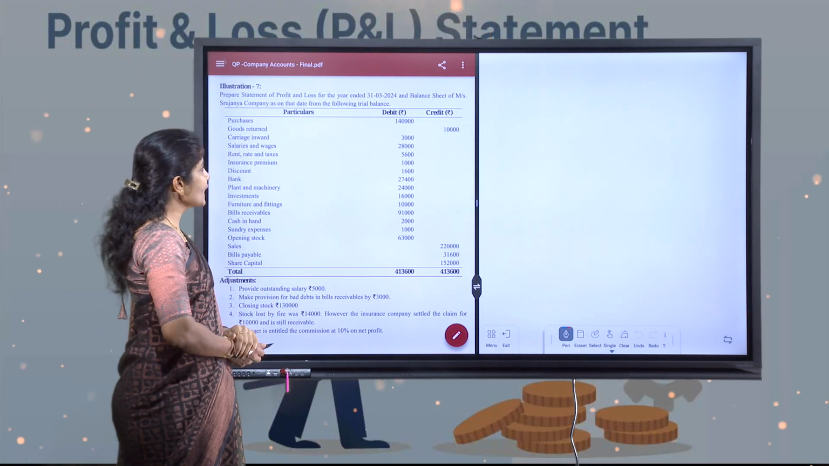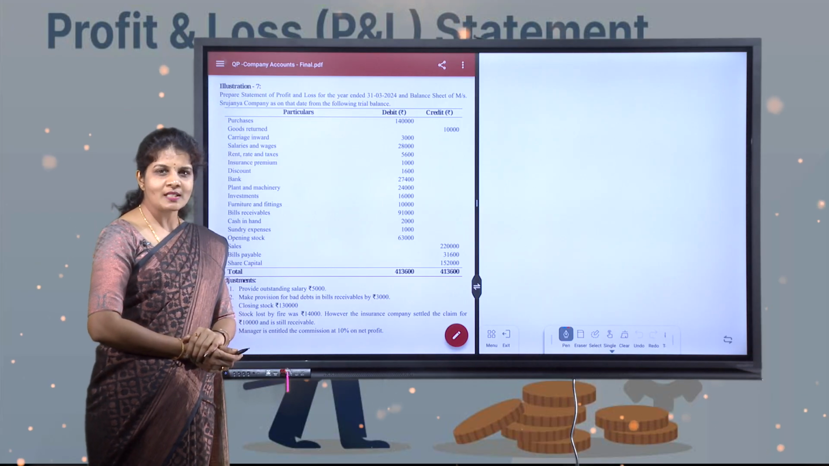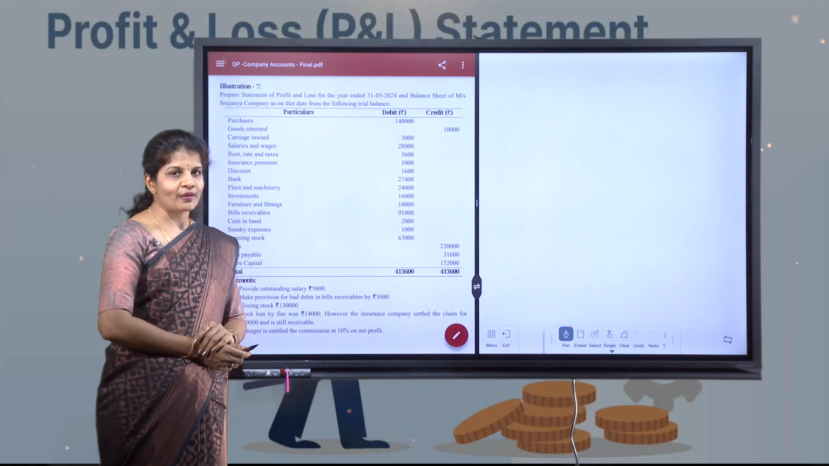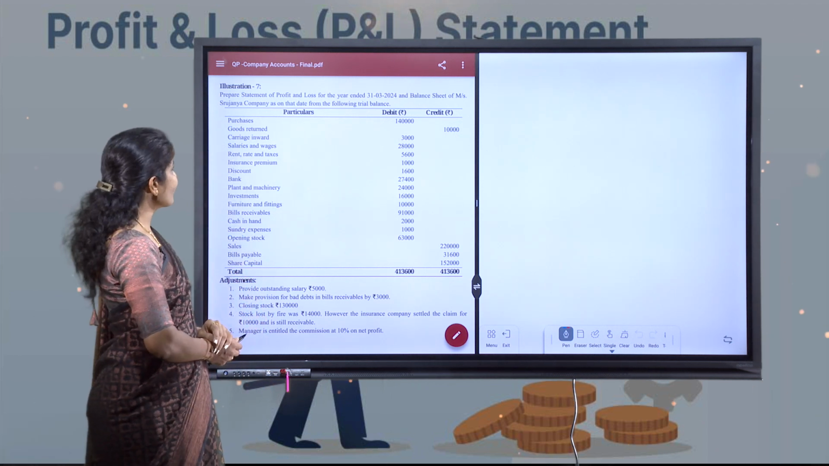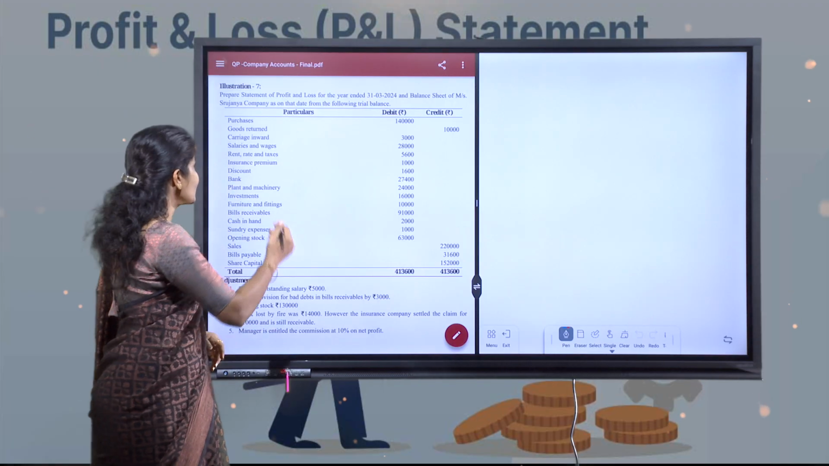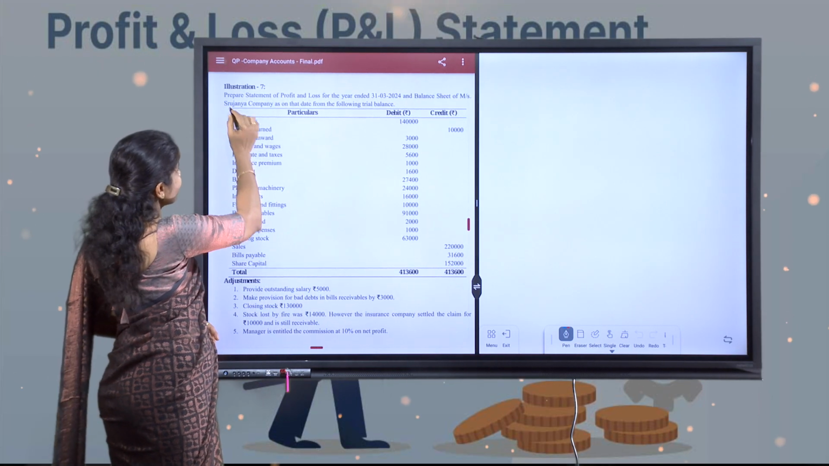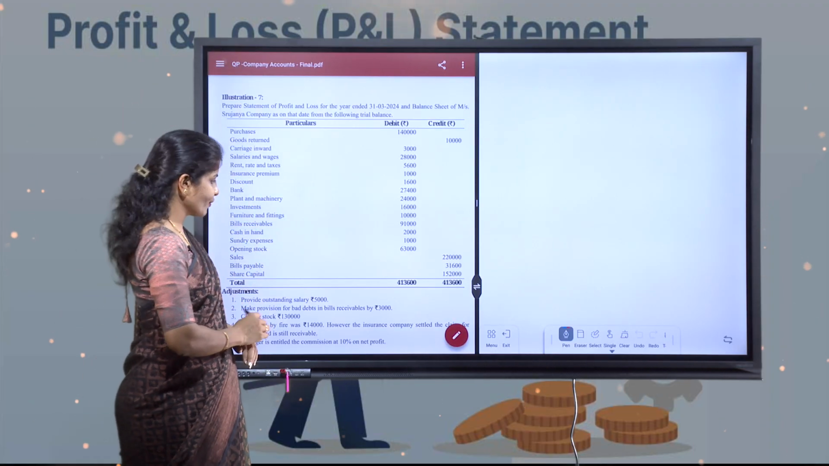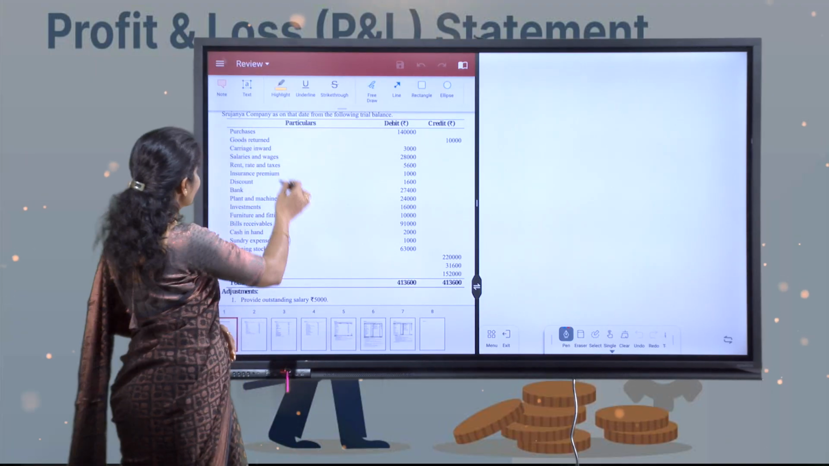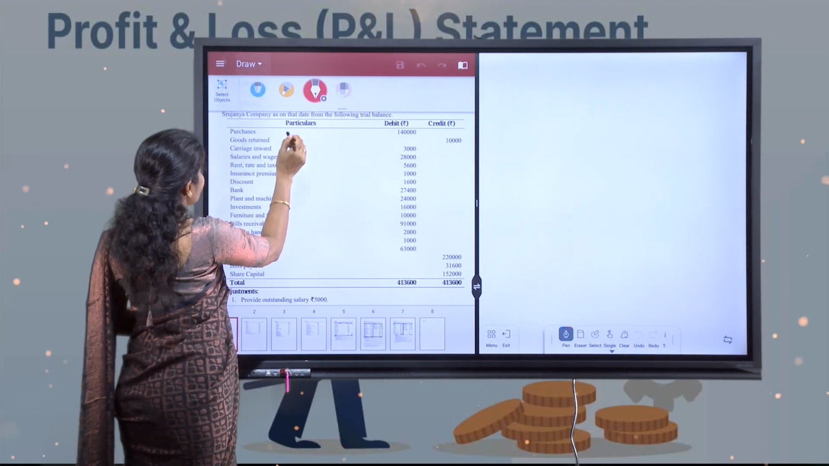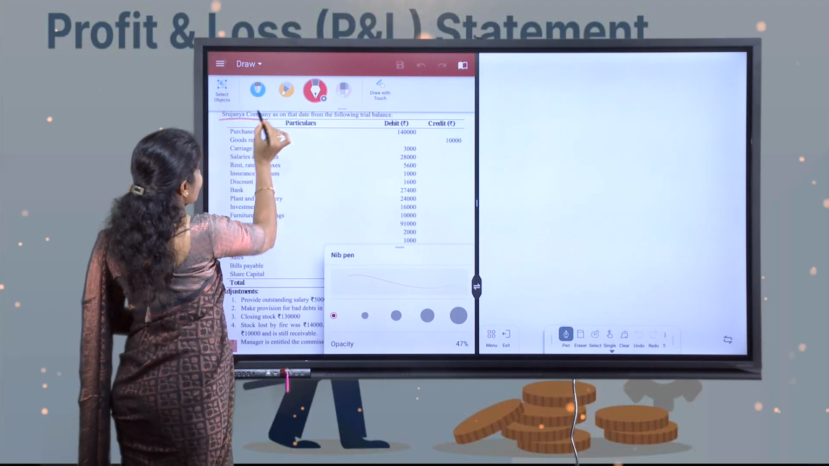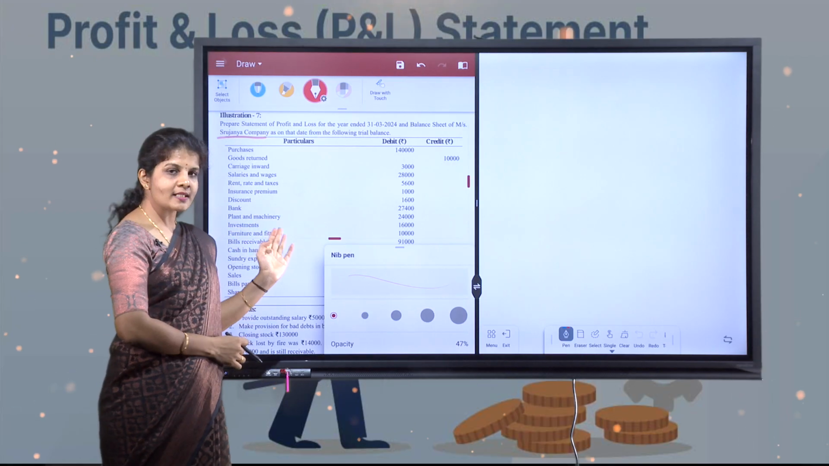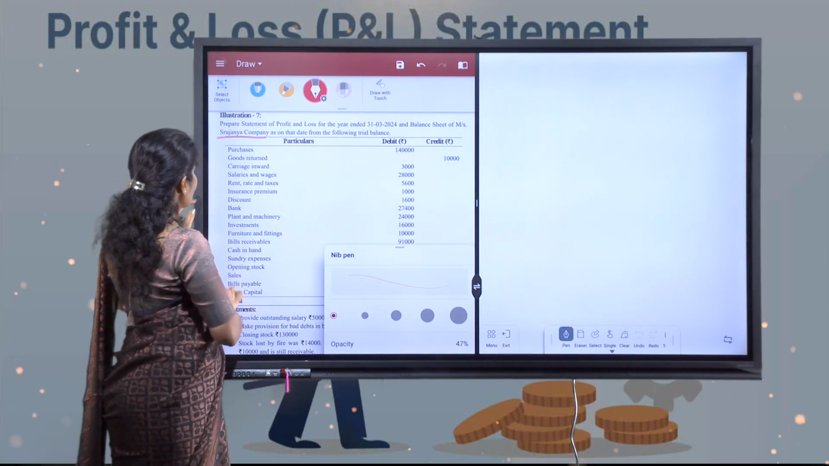Prepare statement of profit and loss for the year ended 31st March 2024 and balance sheet. Here we need to prepare both the statement of profit and loss and also the balance sheet of Srujanya company. So for which company we need to prepare? We need to prepare for the Srujanya company as on the date from the following trial balance. So with the following trial balance we need to prepare the statement of profit and loss as well as the balance sheet. Let us see what information they have given.